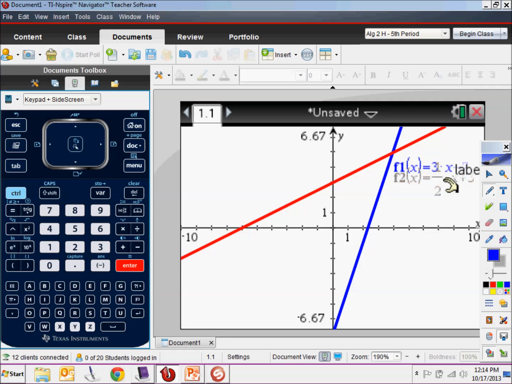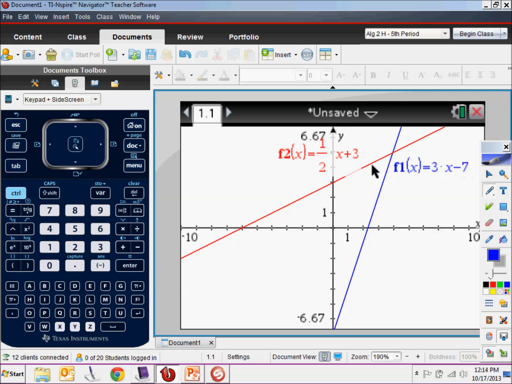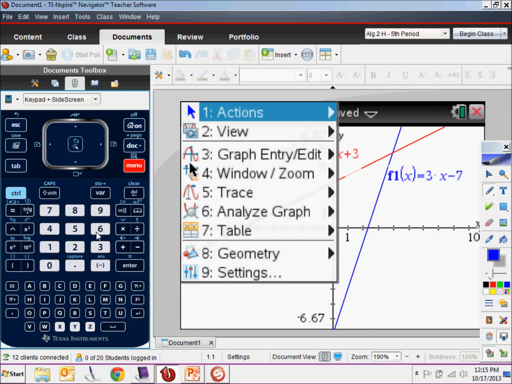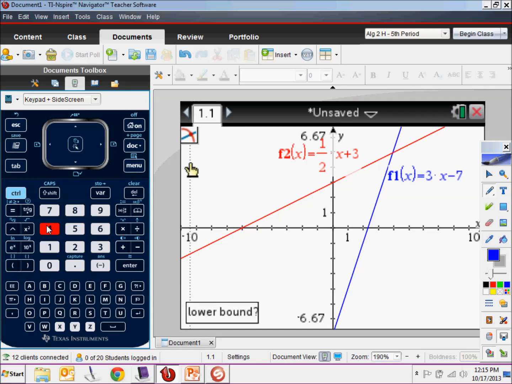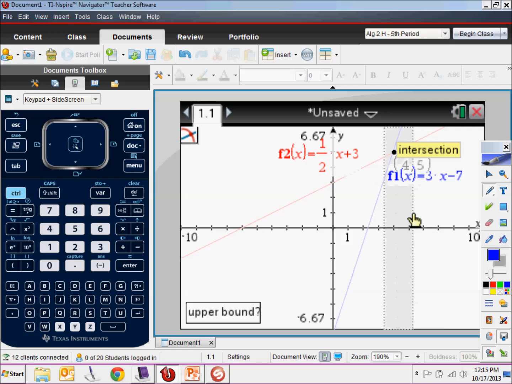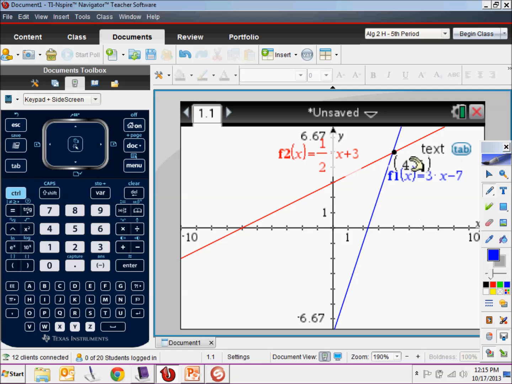Okay? So notice that the red represents the right side and the blue represents the left side. Okay? So, now we got to find the point of intersection. So to find the point of intersection, what does my instructions tell me to do? Press menu, 6, 4. So I start on the left of the point and I click. Then I go to the right of the point and I click. And there's my point of intersection.